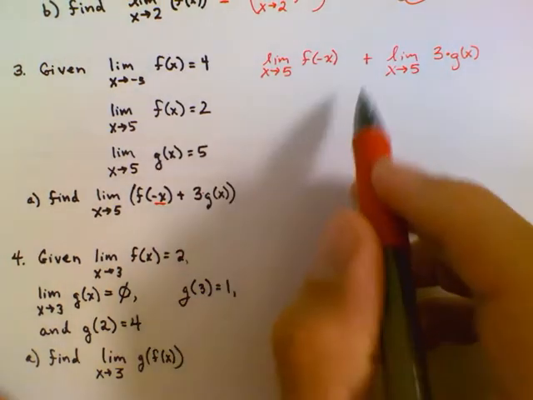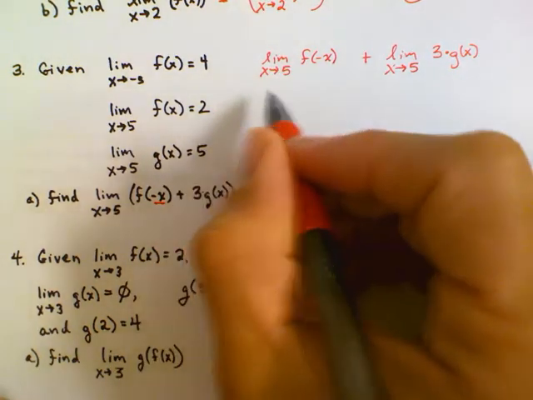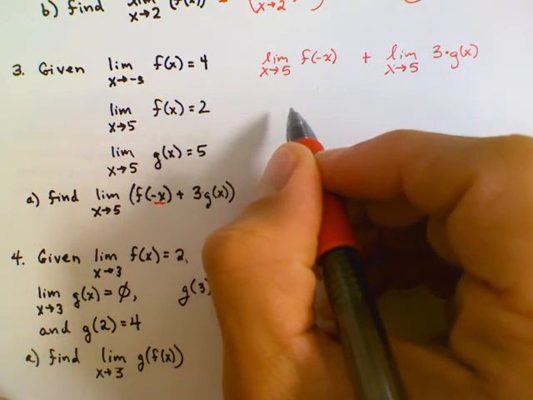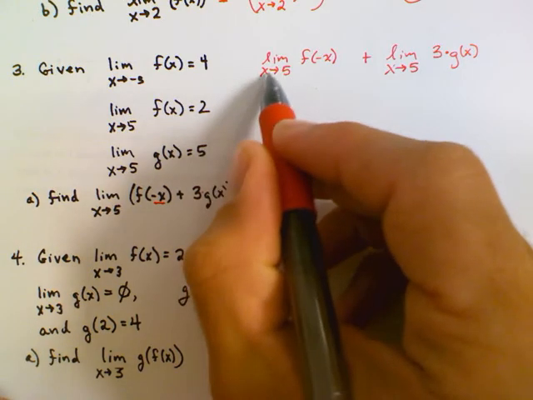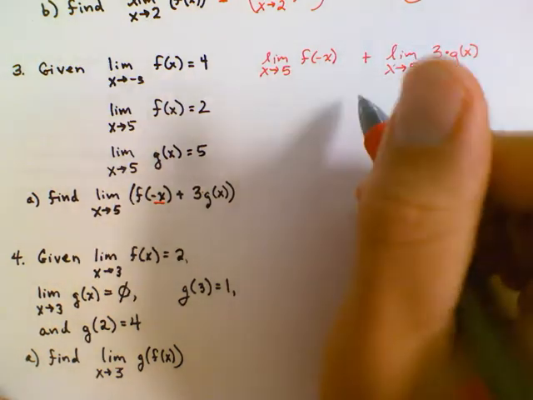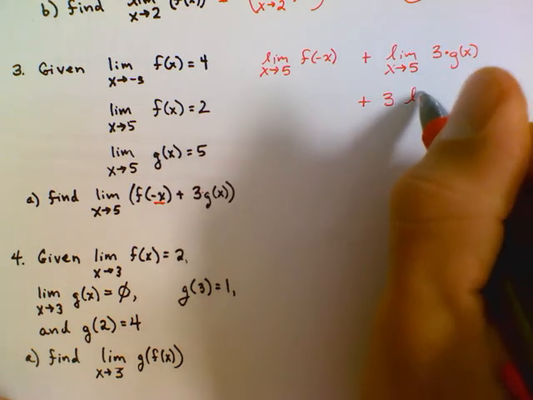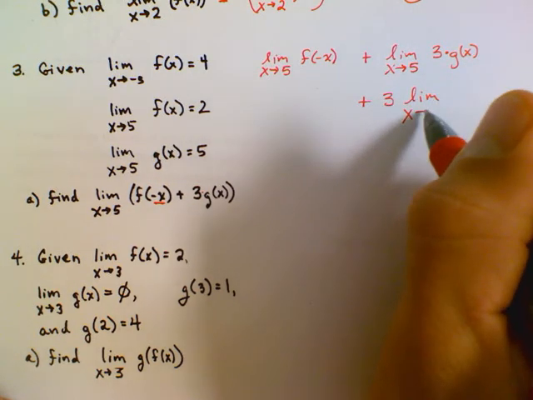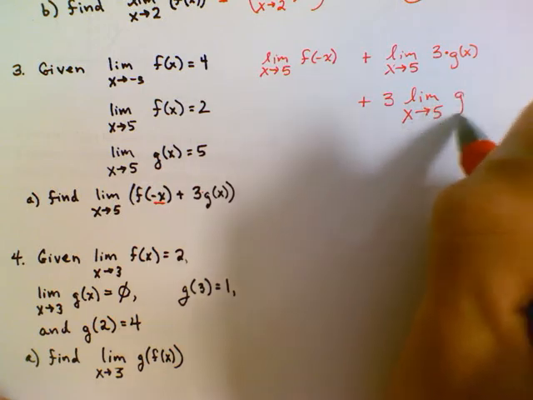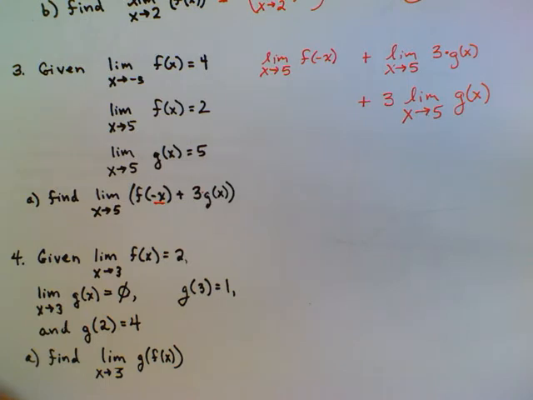So the term on the left is still a composition. What am I going to do? X is approaching 5, so let's think about this one first. I've got 3 times the limit as x approaches 5 of g of x. I like that one because that's just the constant times the function g. We've already talked about that one today. The next one, the first one.